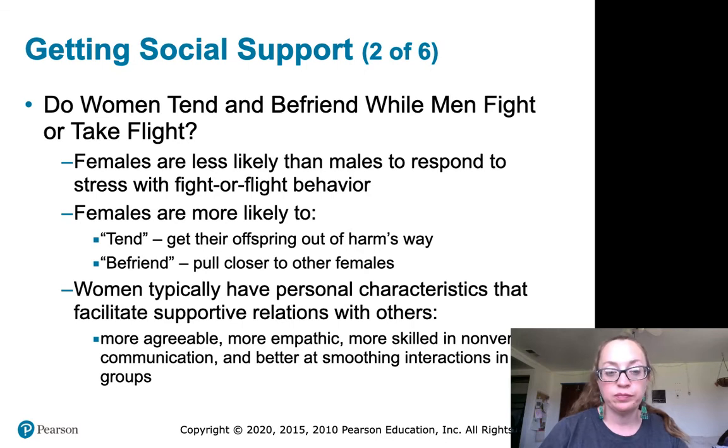So tend and befriend is this concept where you care for, that's tending, and it's not necessarily just the offspring, that's just an example. You could be tending for family, friends, whatever, and then you befriend, you pull closer, and not just to other females, but to whatever the situation is. It's kind of like the concept, if you can't beat them, join them. And so you often see this in situations of intense stress.